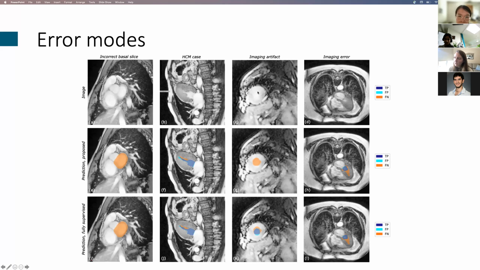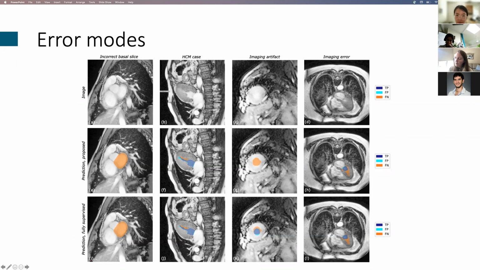The contrast between the left ventricle, what we're segmenting, and the background is super low. So our proposed network actually doesn't predict anything at all. The fully supervised manages to get it right. So that's an interesting difference, in an error case, between our proposed method and the fully supervised method.